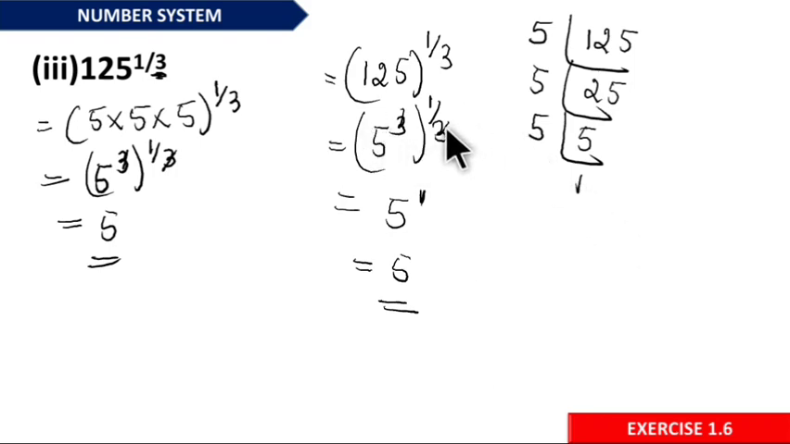Here, why can we cancel this 3 and 3? Because 5 to the power 3 means 3 by 1. So here we can cancel this numerator and this denominator. We can't cancel a denominator with a denominator or a numerator with a numerator. A denominator of one number we can cancel with the numerator of the other number when you have multiplication.